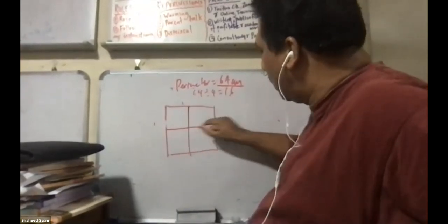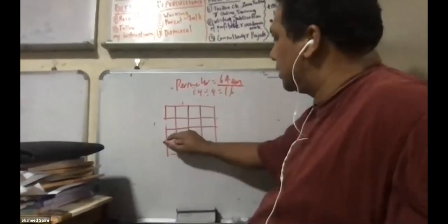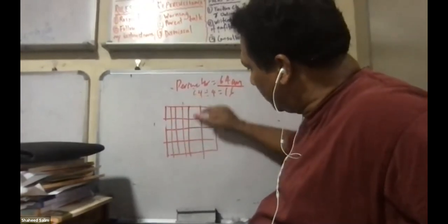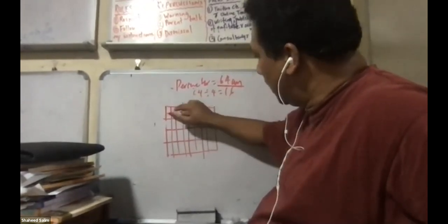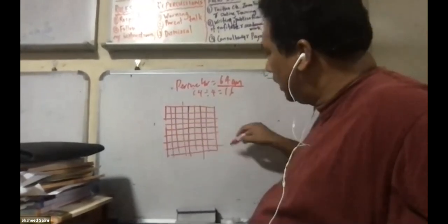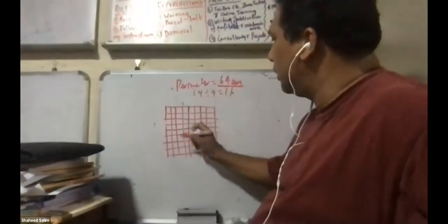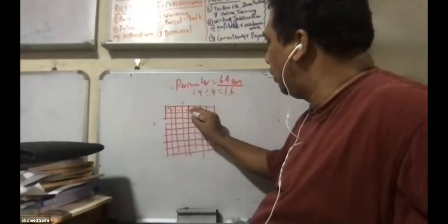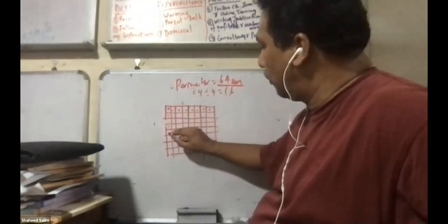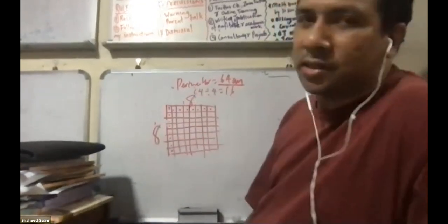How to draw 64 squares? I'll show you. Now there are 64 squares, you see. You want to find how many squares down here. 1, 2, 3, 4, 5, 6, 7, 8. 1, 2, 3, 4, 5, 6, 7, 8. 8 by 8. 8 times 8 is 64.